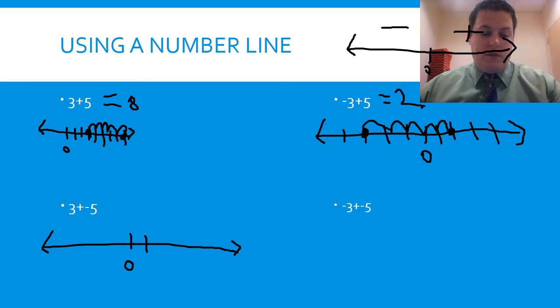Three plus -5. Now this one's a little different. Pretend all these ticks are the same space apart. Now we're starting at 3. Well, if we're adding, we're going to the right, but this negative makes us change directions. So we're not going to the right anymore, we're going to the left 5. 1, 2, 3, 4, 5. Puts us here, which is -2.